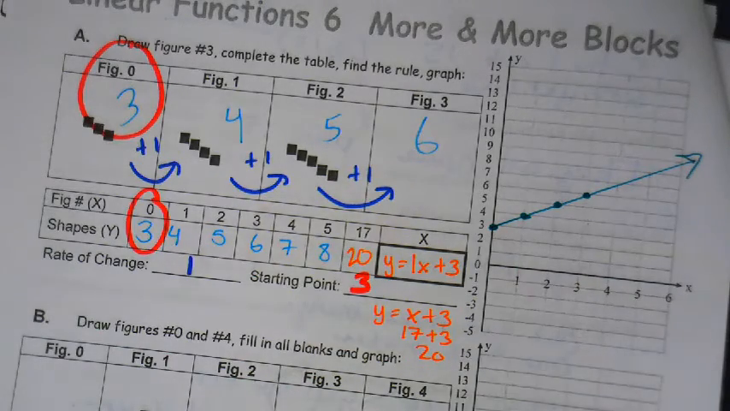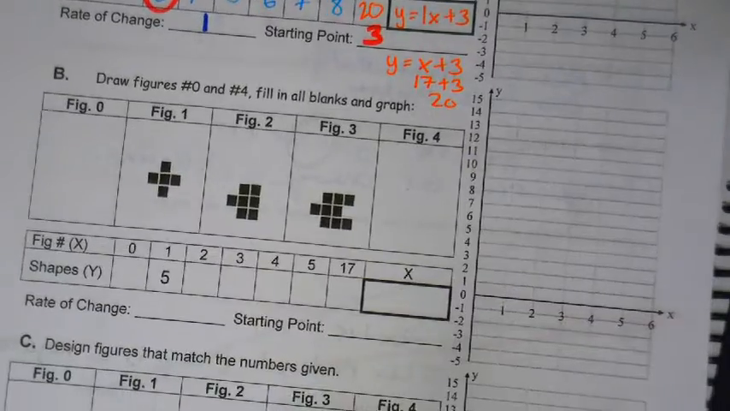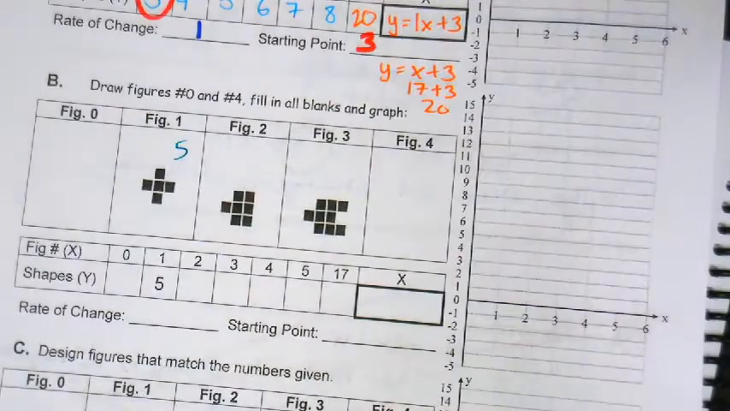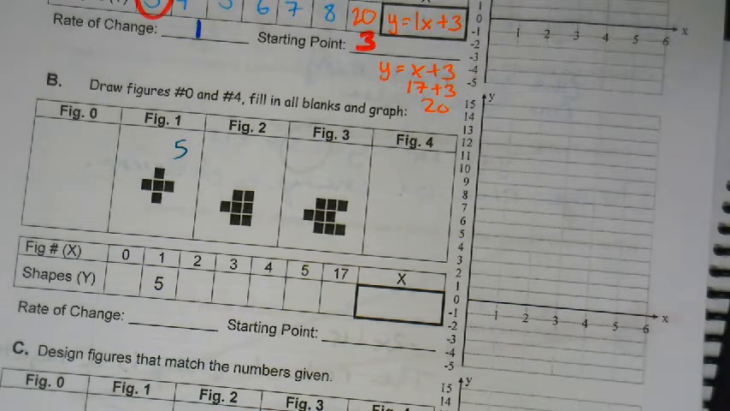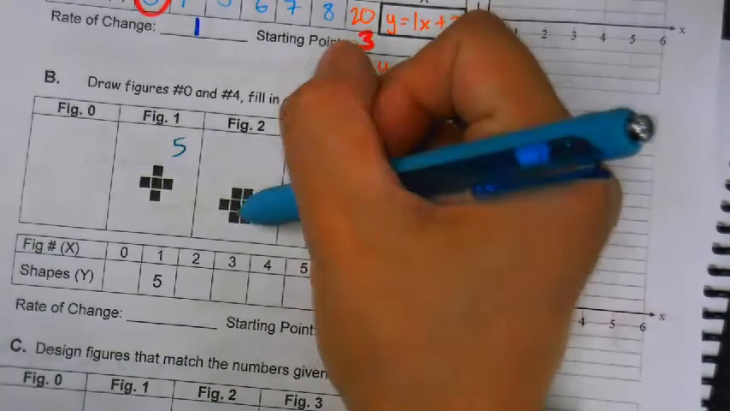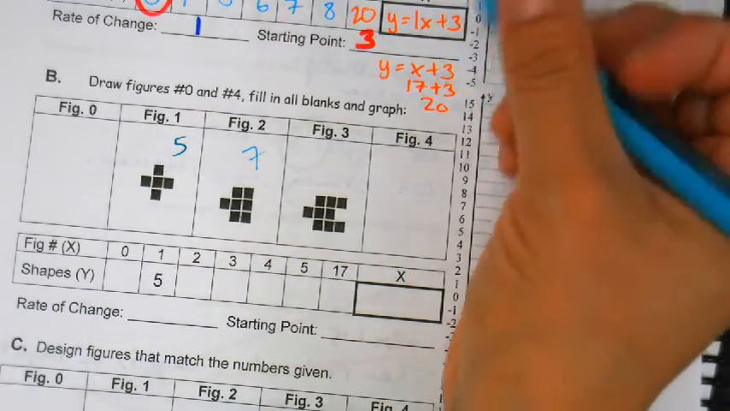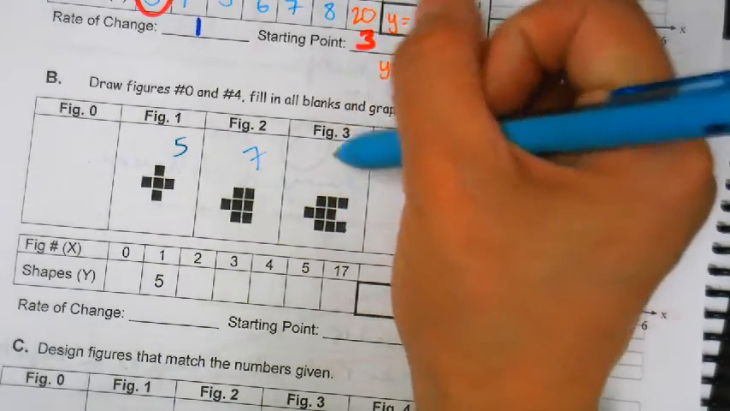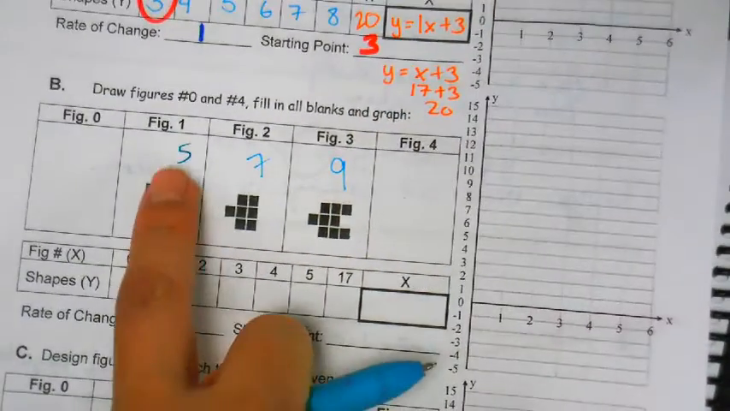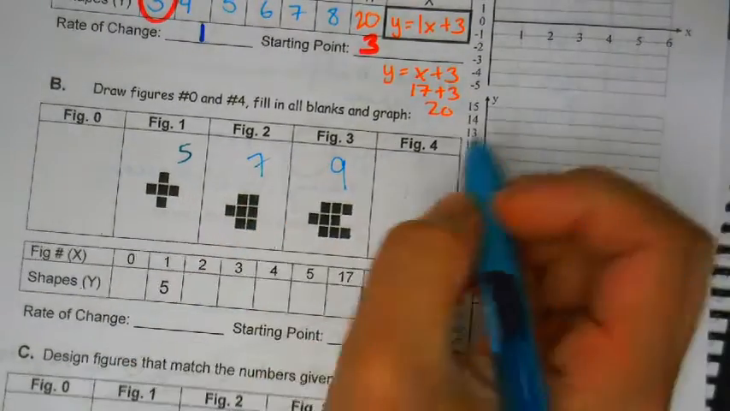All right, letter B. So how many here? 5, right? All right, count up figure 2. 7. As soon as I count this and make it 7, do we now know basically everything? 5, 7, 9. All right, what am I changing by? How do I go from 5 to 7 to 9? We're adding 2. So figure 4 would be 11.